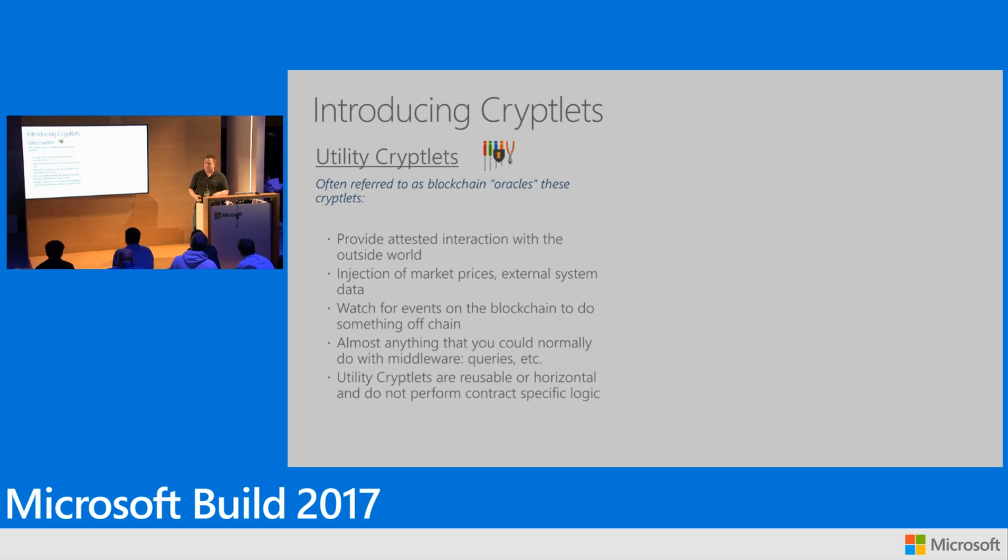So utility cryptlets serve anybody that's providing information into smart contracts. If you have financial information that you want to inject in there, a utility cryptlet can do the digital signatures and the secure execution to create payloads to inject into these smart contracts, with the full attestations that these people are going to require.